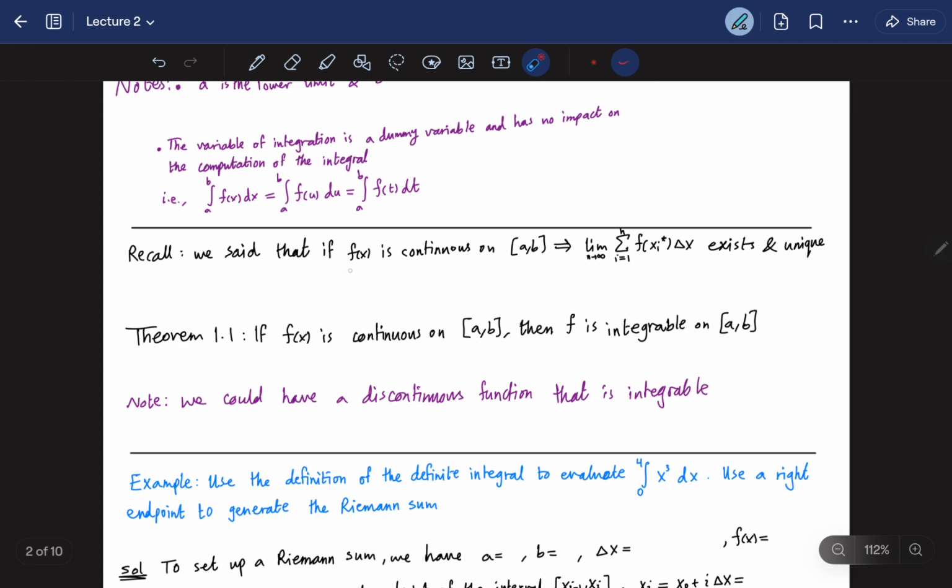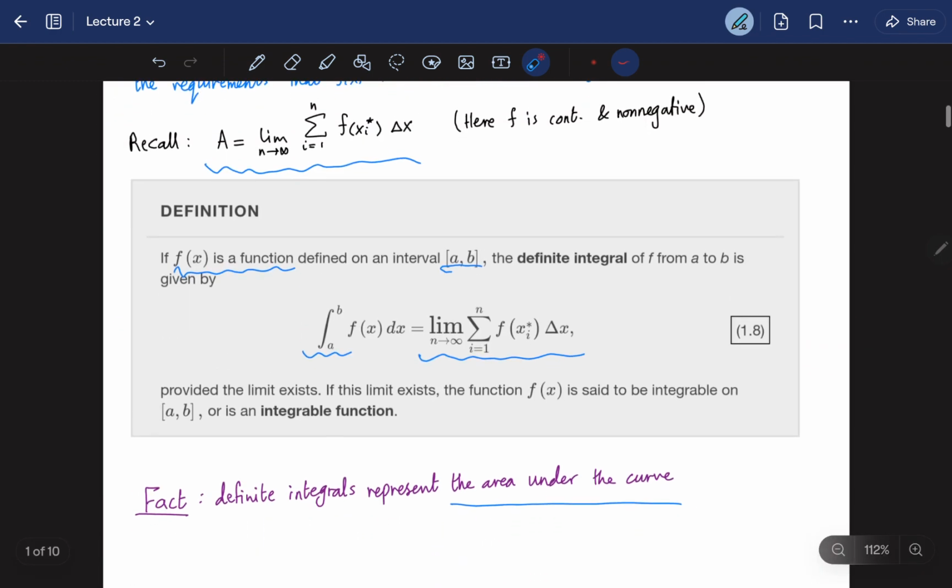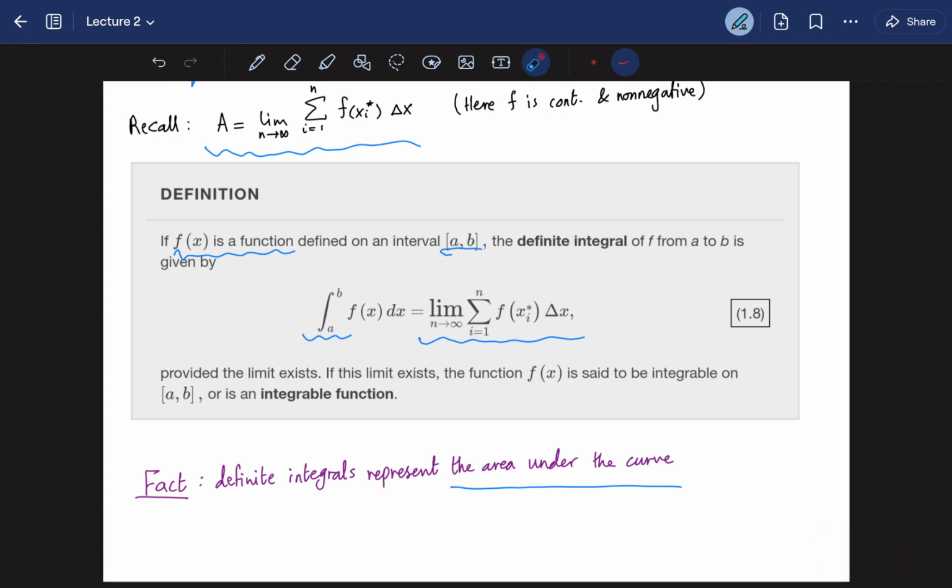Okay, so let's remember this fact. Last time we said that if f is continuous on the interval [a, b], this limit is going to exist and be unique. And since we defined the integral to be equal to this, it means that if my f is continuous, then my f is going to be integrable. Now keep in mind that I could have discontinuous functions and they could still be integrable. Okay, so this is the definition for the definite integral.